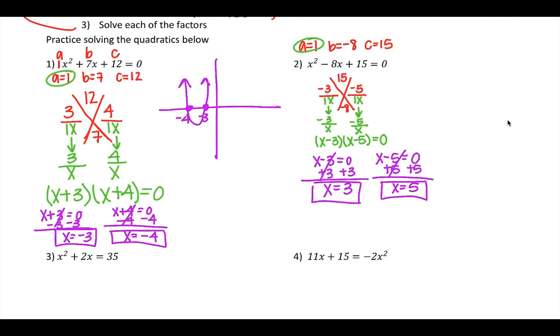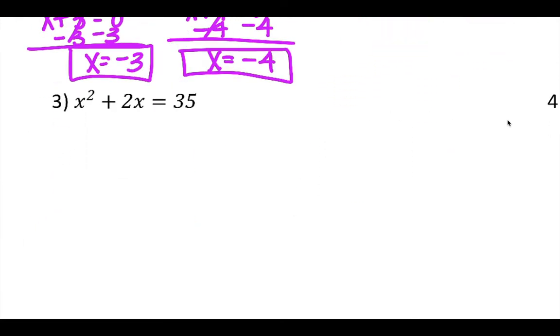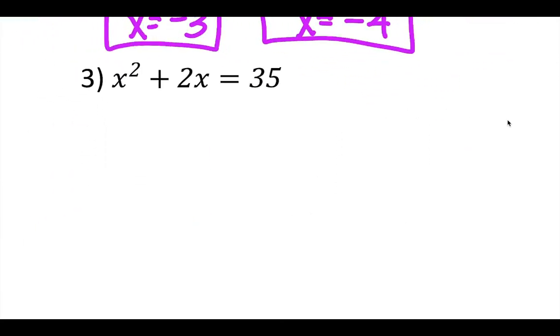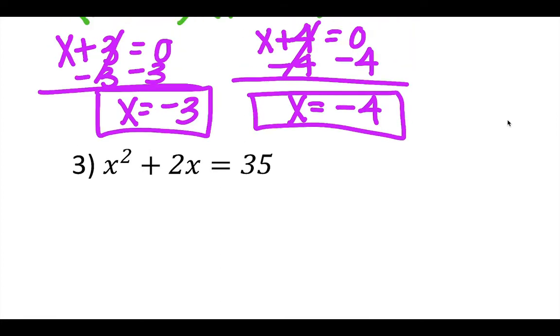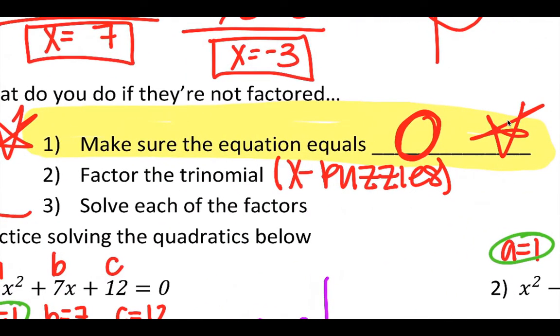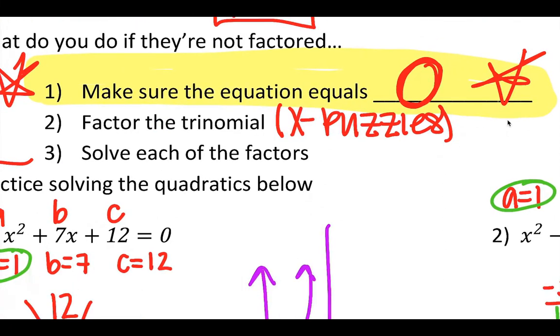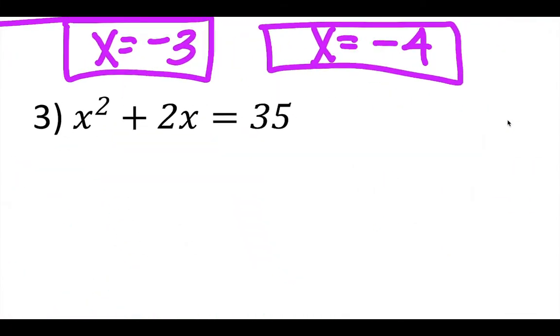So really not bad. Let's look at number 3 though. So number 3 breaks our rule, like our golden rule up here. I highlighted it in yellow so we wouldn't miss it. Make sure the equation equals 0. It's not going to work if it doesn't equal 0. So if it doesn't, I just have to make sure I move everything.